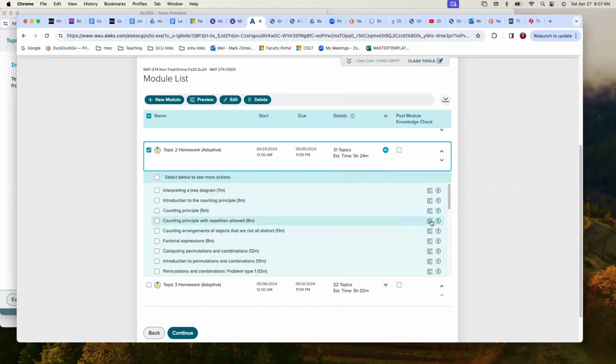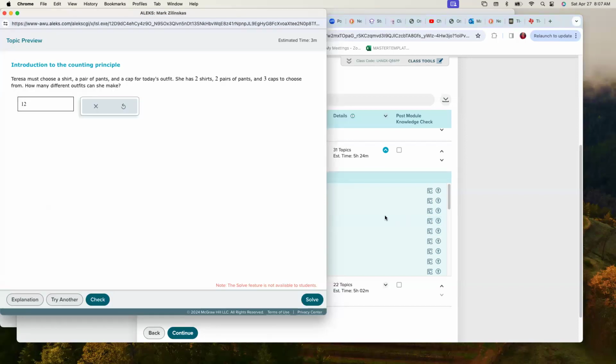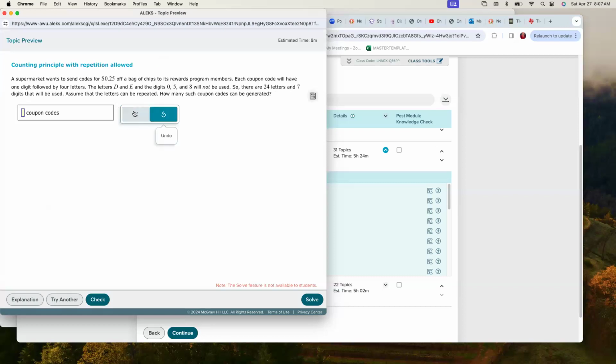There are going to be some situations here now where we can kind of repeat. And so it says a supermarket wants to send codes for 25 cents off a bag of chips. Each coupon code will have a 1 digit followed by 4 letters. So the letters D and E and the digits 0, 5, and 8 will not be used. So there are basically 24 letters and 7 digits that can be used.